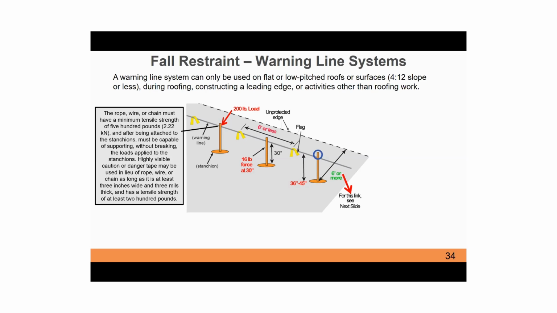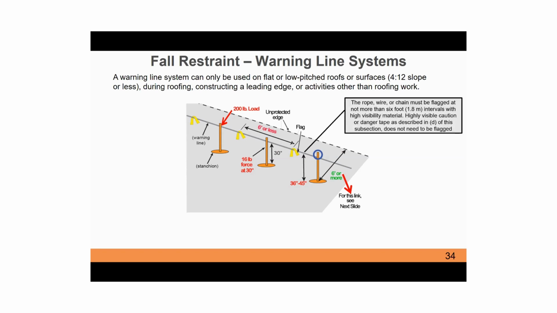Or in place of the rope, you can use highly visible caution or danger tape. However, it also has to be 3 inches wide by 3 millimeters thick and has to have a tensile strength of at least 200 pounds. If you choose to use the rope, wire, or chain, you have to have highly visible material, flags, spaced out every 6 feet, such as the yellow flags in this diagram.